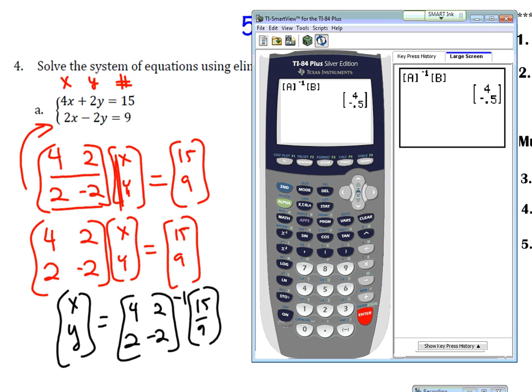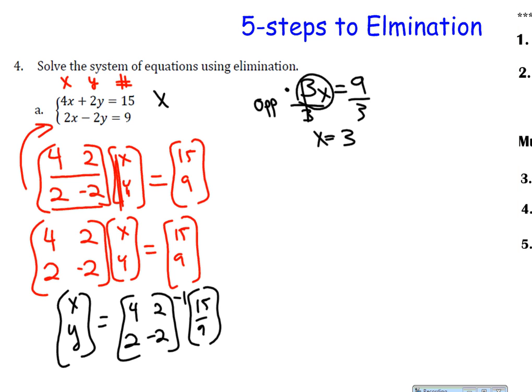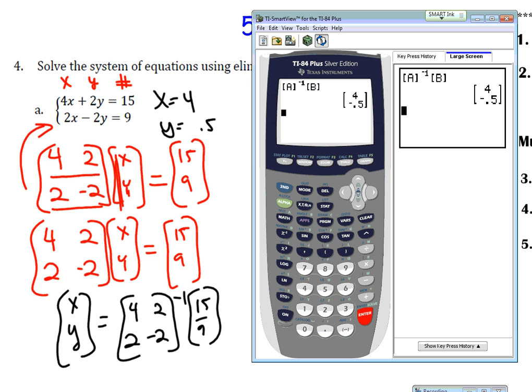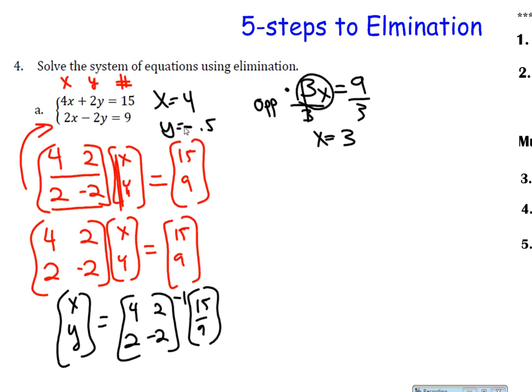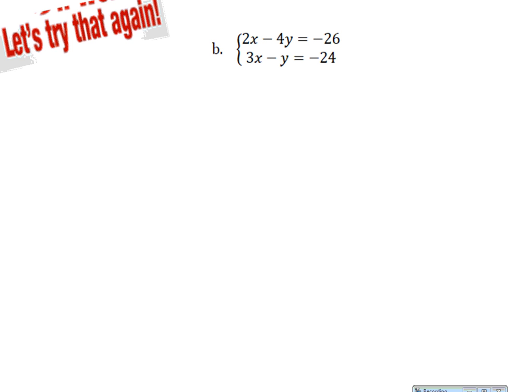So what that means in the context of the problem is that x is going to be 4, y is going to be 1/2. Or was it negative 1/2? Sorry, it was negative 1/2. So it looks like that. So let's look at one again.